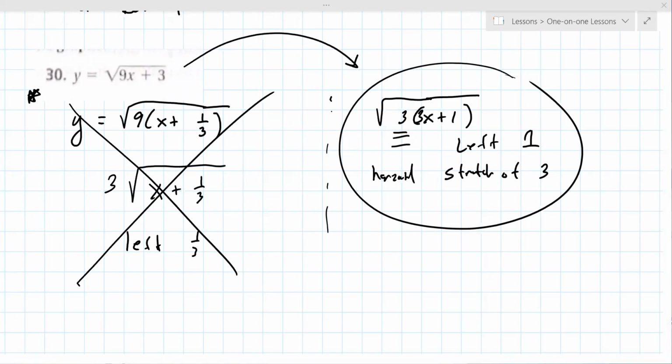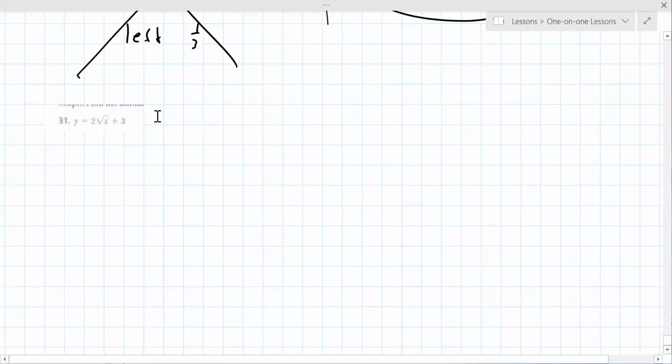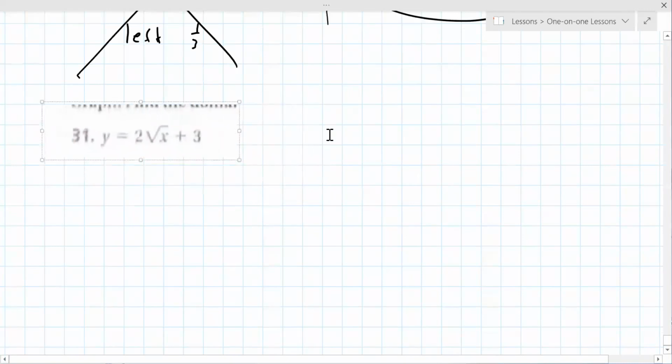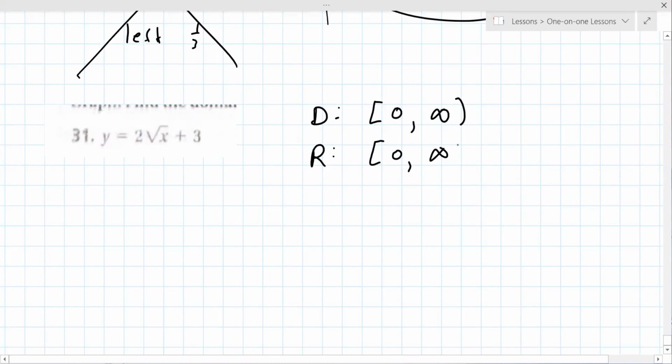Okay. All right. These you can all graph in Desmos, 31 through 33. Are you comfortable graphing in Desmos? Yeah. Okay. So the only thing that we're going to do on these couple of problems is to find the domain and range. So the domain of a regular old radical function is this, and the range is this, 0 to infinity, 0 to infinity.